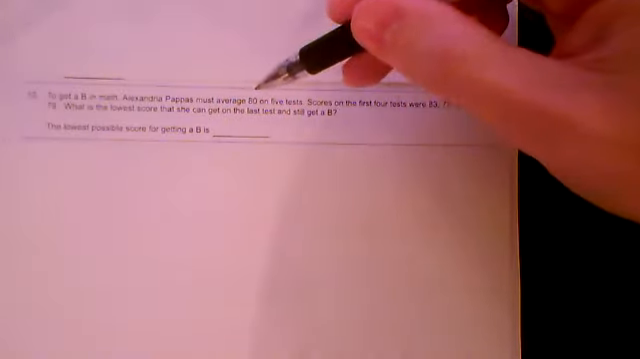Next we're going to use some formulas to solve some different application problems. Our formulas for this section are going to be pretty straightforward, but if you haven't studied them in a while, you might need a refresher. Like this one right here, we're going to have to calculate the average of something. It says here, to get a B in math, Alexandria must average 80 on 5 tests. Scores on the first 4 tests were 83, 73, 84, 79. What's the lowest score she can get on the last test and still get a B?